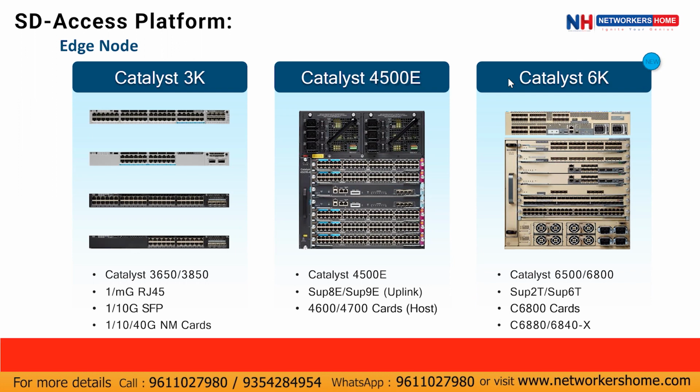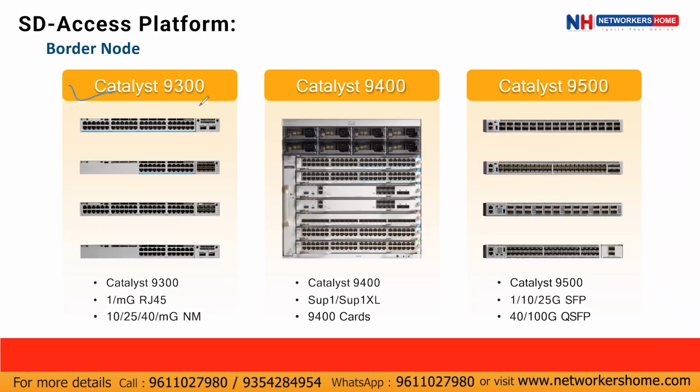Border node: the Catalyst 9300, the same device which supports edge node functionality as well as control plane functionality. 9400, same thing. 9500, same thing. Most probably I have worked on border nodes of 9500 because it has 10 gig and 25 gig ports to connect to the edge nodes. The edge nodes' uplink will be connected on this specific border node, so this device mostly suffices the requirement. Not a mandate, just sharing my experience of whatever I have worked on. This was the model used for the border node.